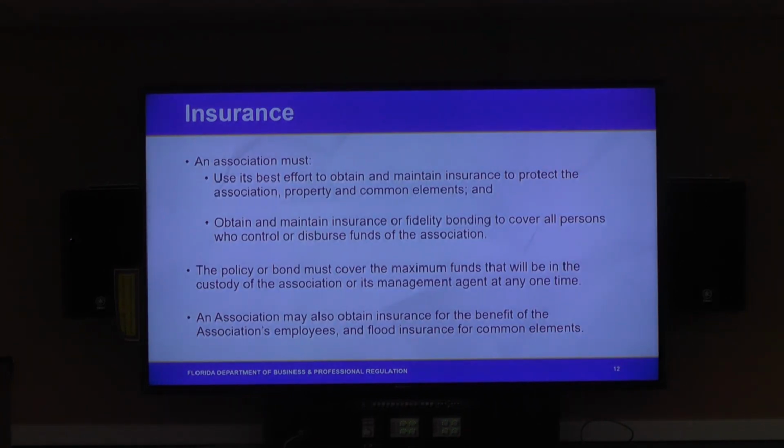Coming to insurance. An association must use its best effort to obtain and maintain insurance to protect the association property and common elements. An association must obtain and maintain insurance or fidelity bonding to cover all persons who control or disburse funds of the association. The policy or bond must cover the maximum funds that will be in the custody of the association or its management agent at any one time. An association may also obtain insurance for the benefit of the association employees and flood insurance for common elements. That flood insurance is optional.